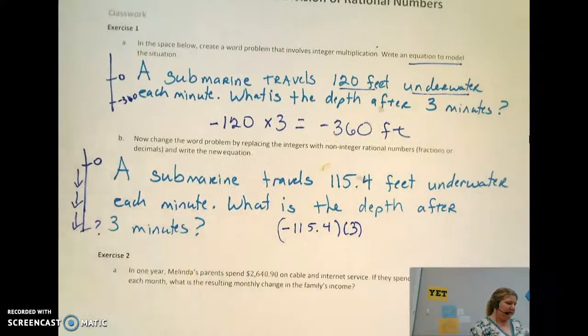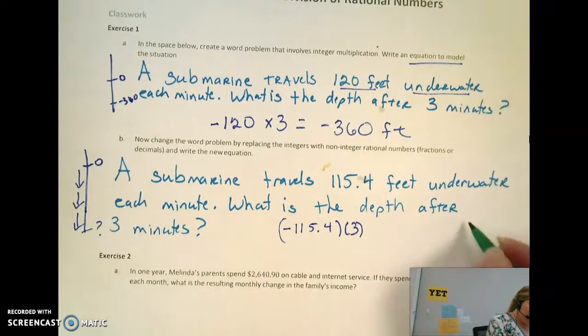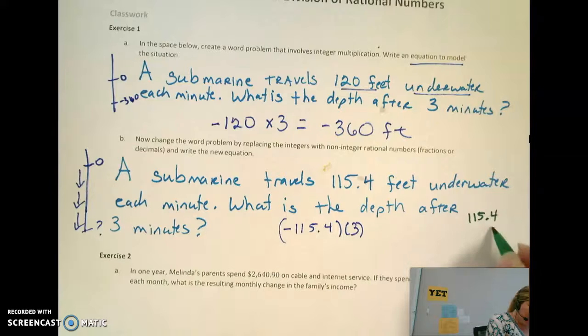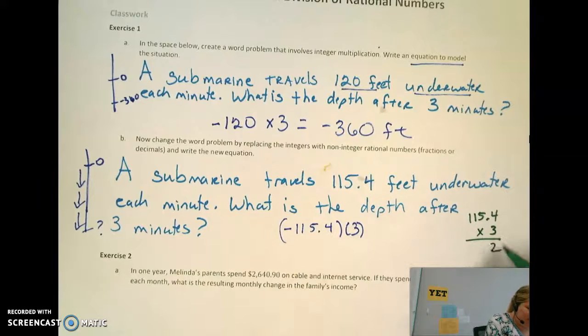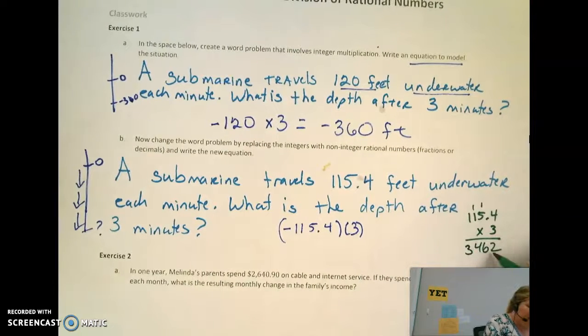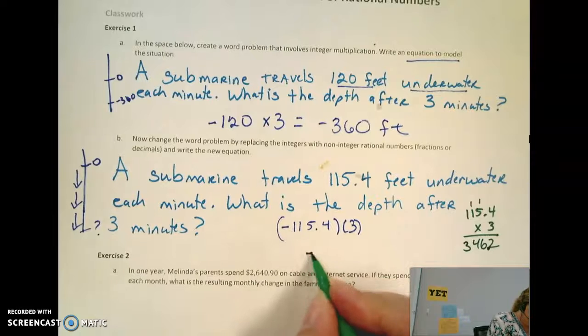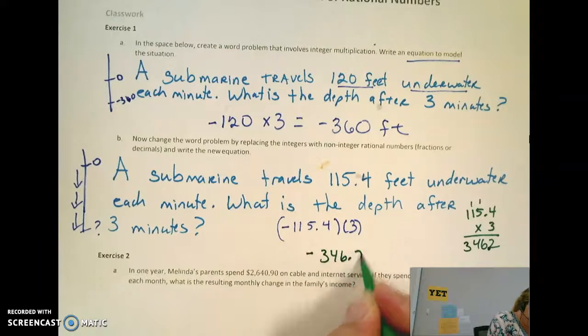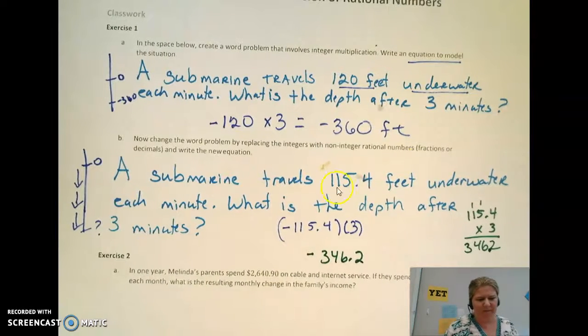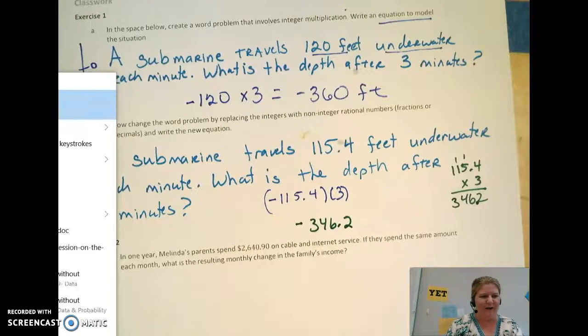So I think I can do this multiplication on the side. And this is what we would expect to see. This is kind of your proof that you've worked it out as opposed to just using a calculator. And it's good to keep these skills fresh, and the way you do that is by using them. So negative times positive is negative 346.2.